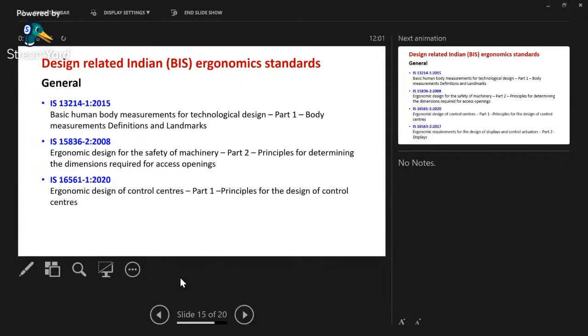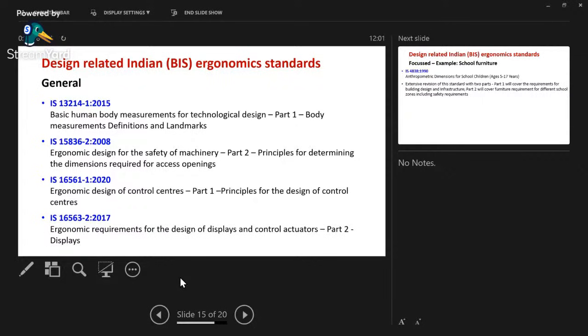I'm just giving examples. Then we have 16561, which talks about control centers and the design of control centers. And we have 16563, which talks about, again, the design of displays and controls, how the controls and displays should be designed. We have Indian standards for that. Similarly, we have focused standards.